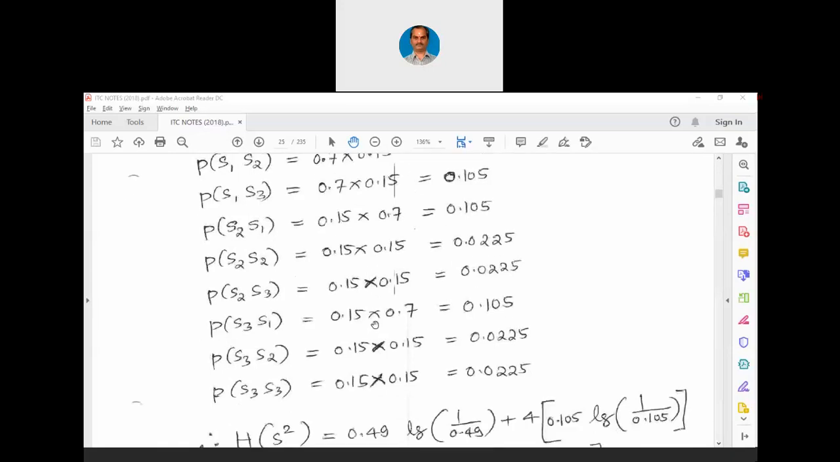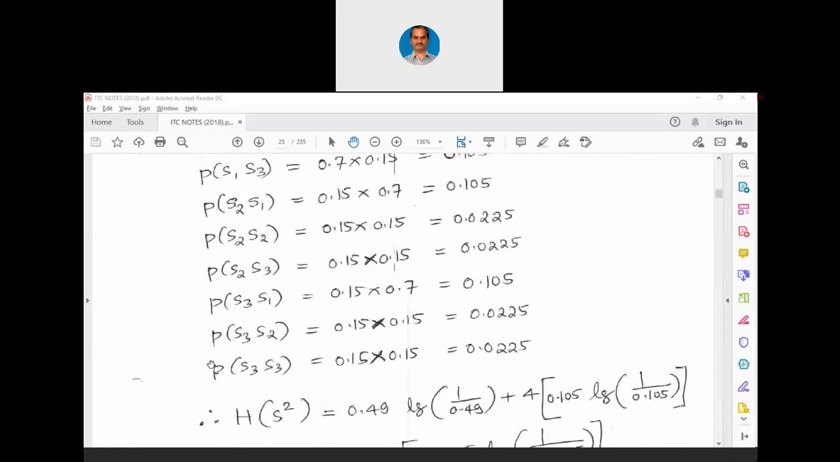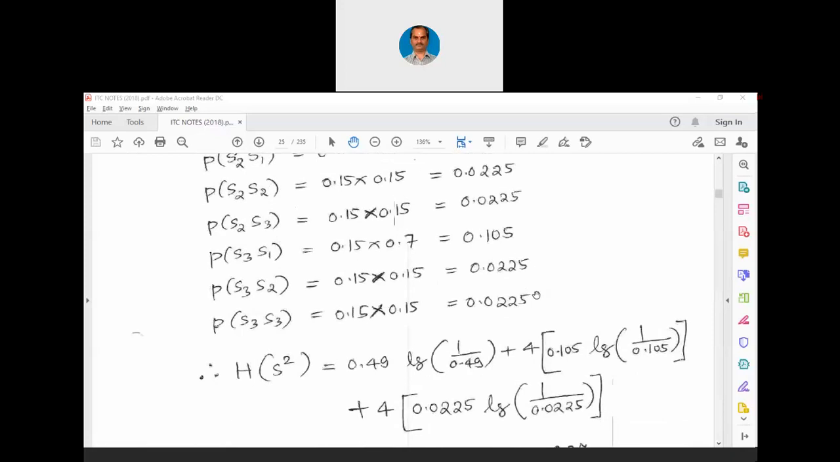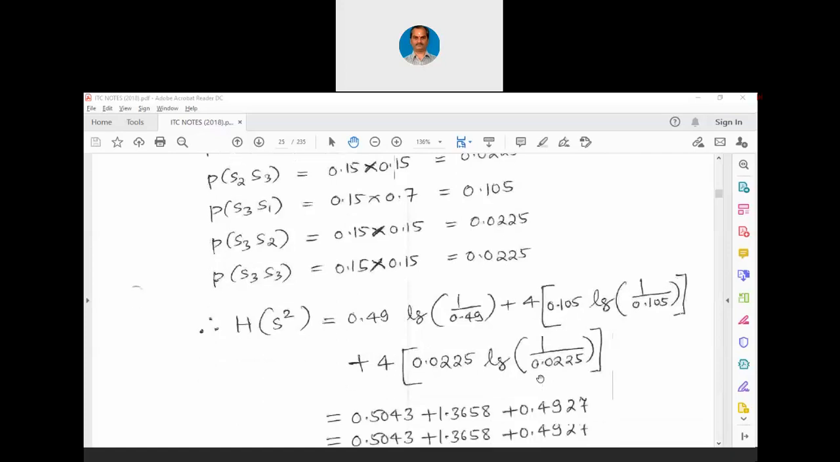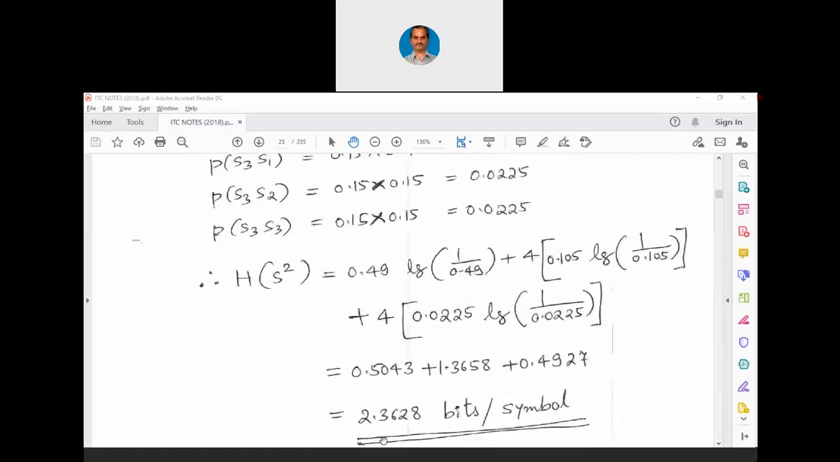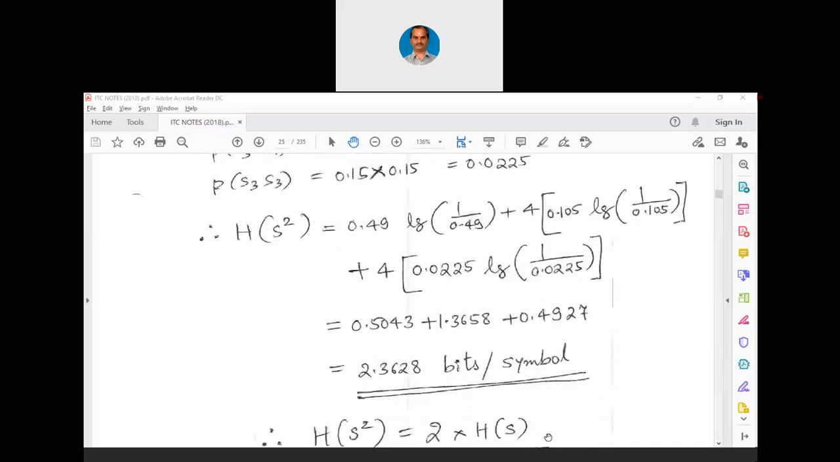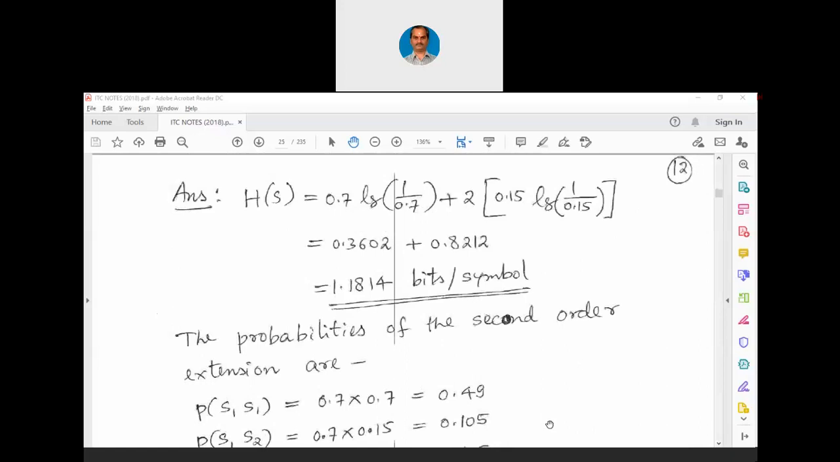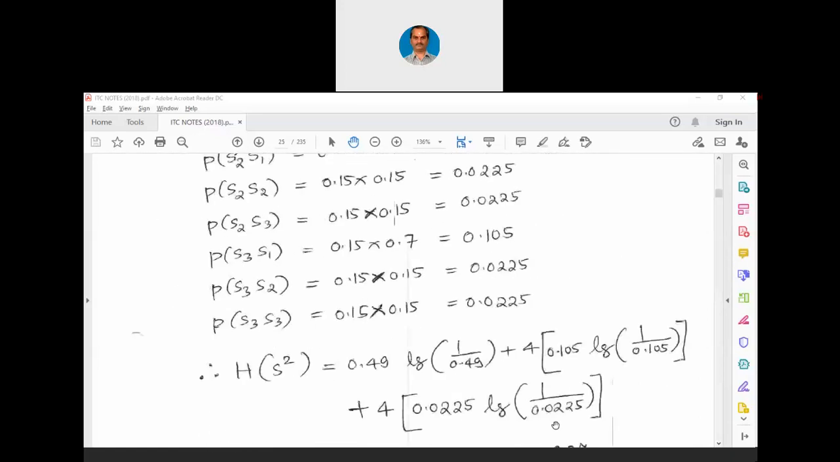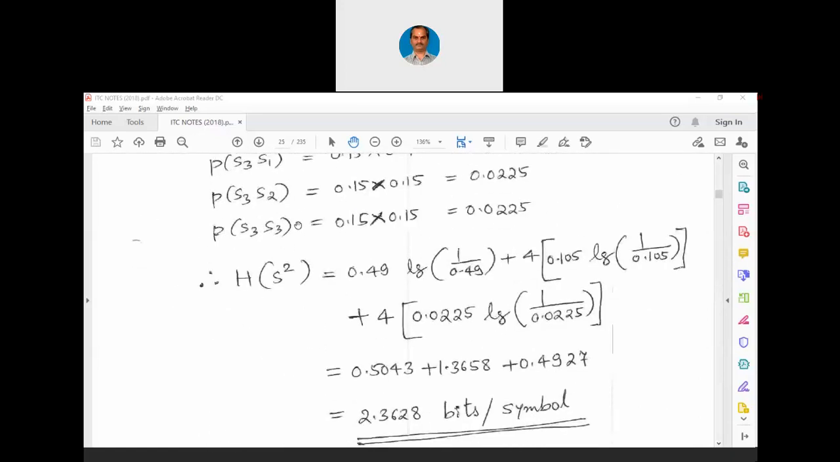So now H of S square, this is the second order extension. H of S square is calculated for all these probabilities in this manner. There are repetitive values, that is why I have put 4 into and 4 into here. So H of S square is finally 2.3628 bits per symbol. Now we have found out H of S also. H of S is 1.1814 bits per symbol, whereas we are reusing the same symbols again and again. That is second order extension.